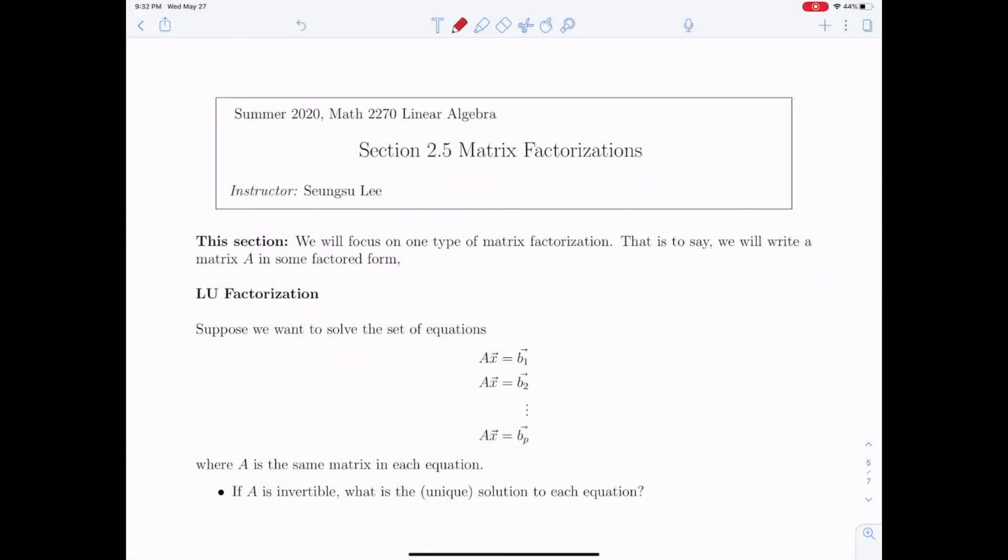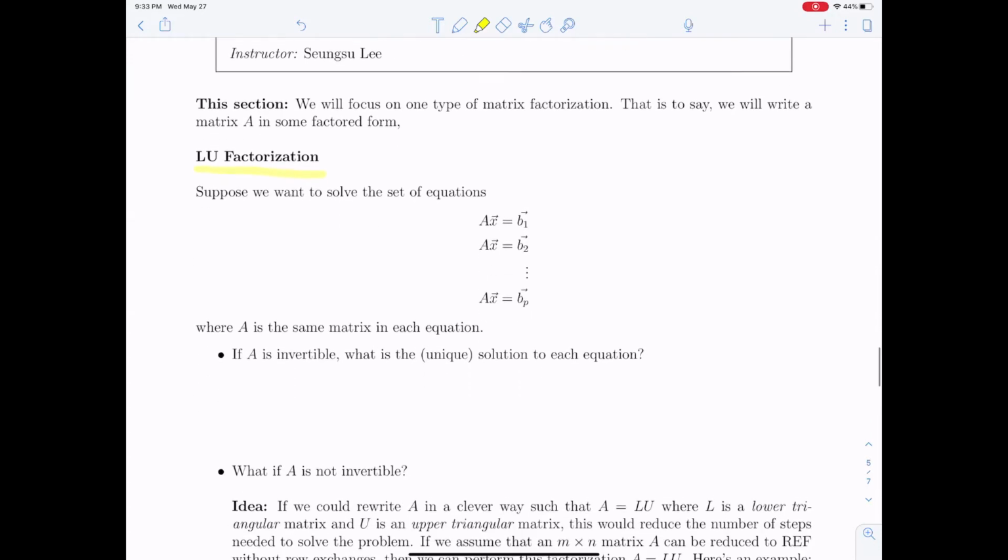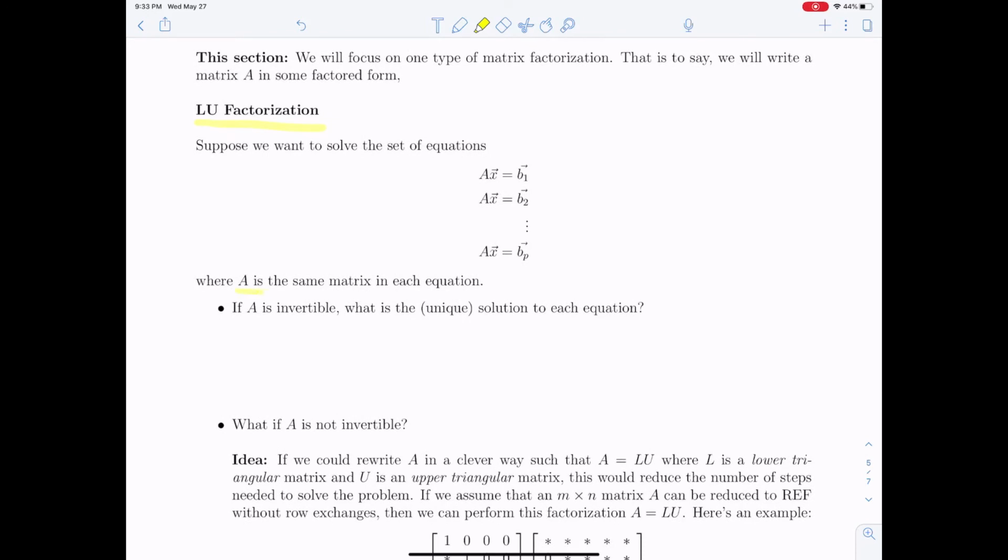So in this section, we're going to talk about one type of matrix factorization, so-called LU factorization. Suppose that we want to solve the set of equations where A is the same matrix for each equation. Then if A is invertible, we can certainly solve for X by multiplying by the inverse matrix of A.